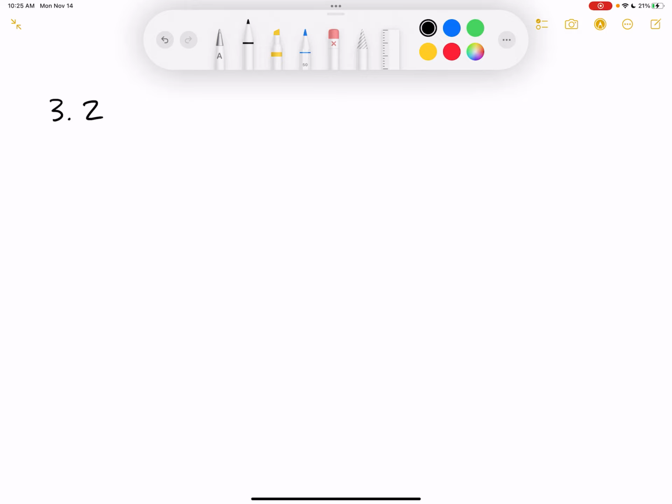Right, 3.2, solve two-step equations. So these are going to be basically combining multiplication or division with addition or subtraction. We always are going to do what's directly touching the variable last. Okay, that's the last thing that we do.